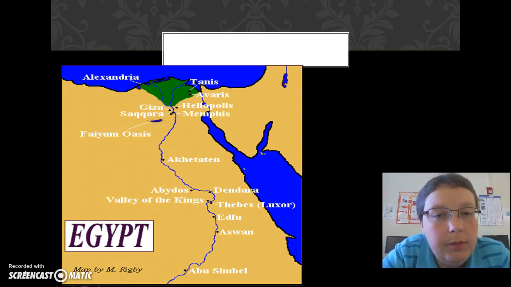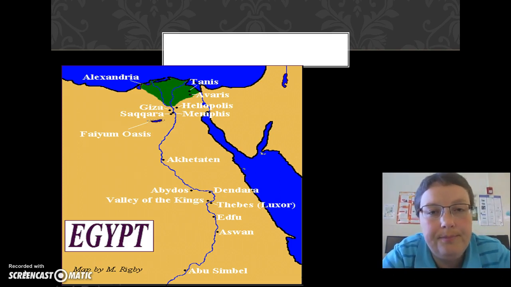Now, something strange about Egypt. Because the Nile River flows north, where you see the green section is actually called Lower Egypt. The part where you see the word Abu Simbel at the very bottom, which is a famous temple, that is called Upper Egypt, because that is the upper part of the river. You have to remember the river flows north.